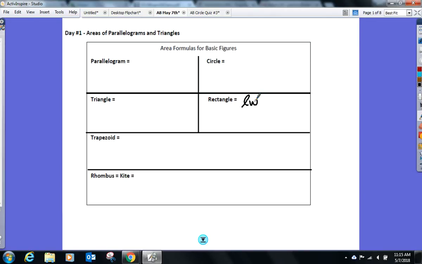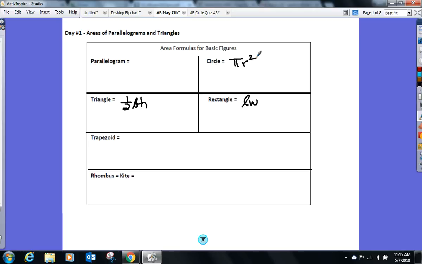Others that you're pretty confident in, Emma? Yep, 1/2 base times height. Maybe some of you use base times height divided by 2. I thought the circle might have been the other go-to. Circle, pi r for radius squared. Yep.